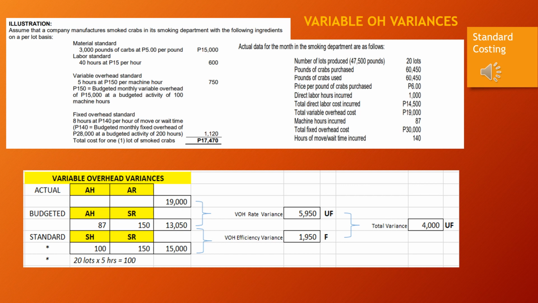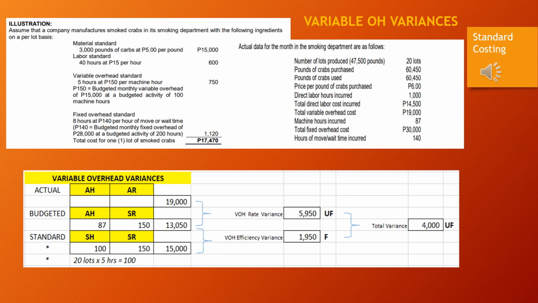Now, for the budgeted, we have actual hours times standard rate. The actual hours were already given, that's 87 hours, while the standard rate is 150. So look at the standard data. For the variable overhead standard, 5 hours at 150 machine hours. So therefore, our standard rate is 150.